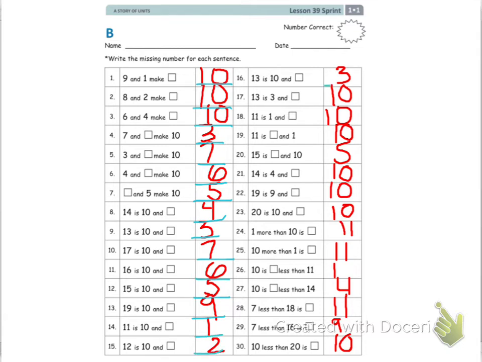16 is 3. 17 is 10. 18 is 2. 19 is 10, 20 is 5, 21 is 10, 22 is 10, 23 is 10, 24 is 11, 25 is 11, 26 is 1, 27 is 4, 28 is 11, 29 is 9, 30 is 10. Alright, how many did you get correct on the star at the top?